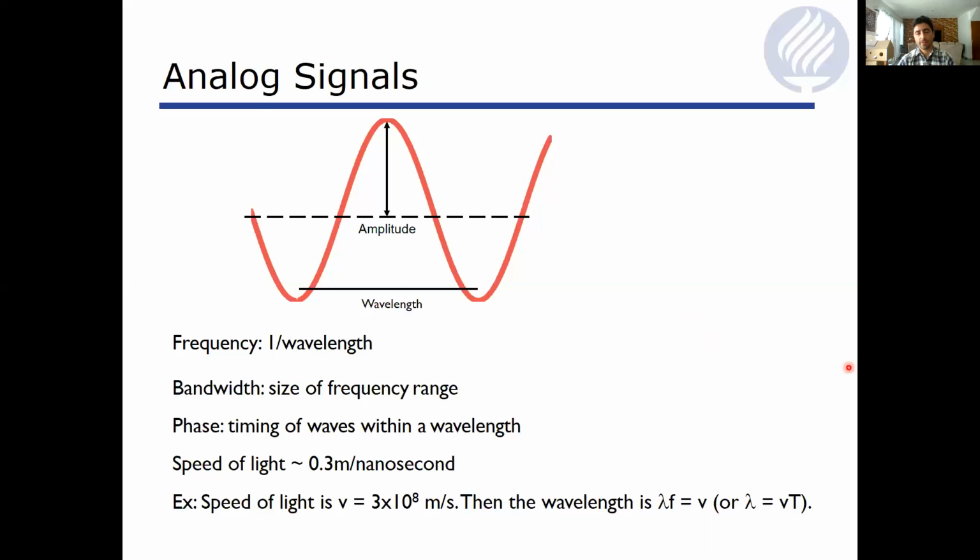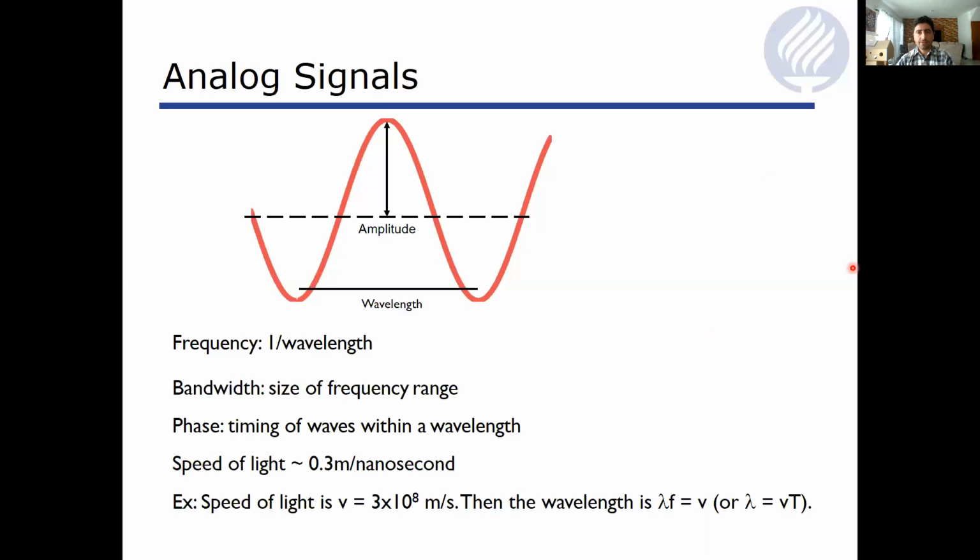If you consider modern Wi-Fi, we're using 2.4 gigahertz or 5 gigahertz in our daily use of Wi-Fi. So considering 2.4 gigahertz, the wavelength of the signal is around 12.5 centimeters, or for 5 gigahertz, the wavelength is about 6 centimeters.